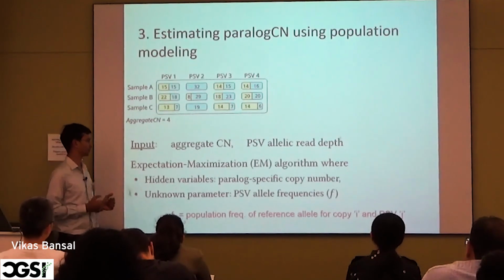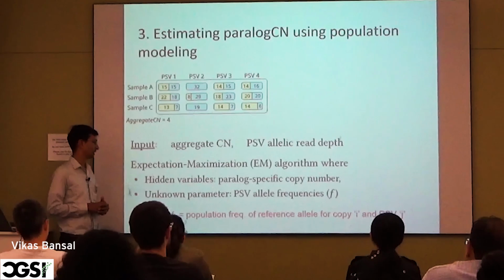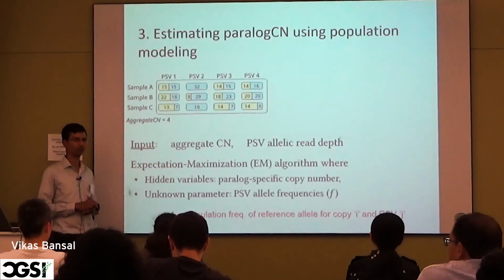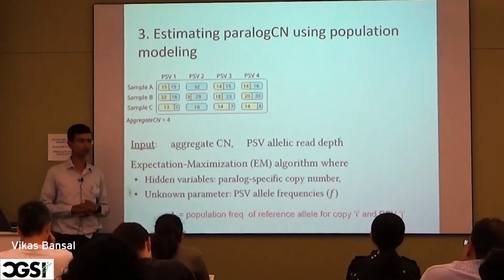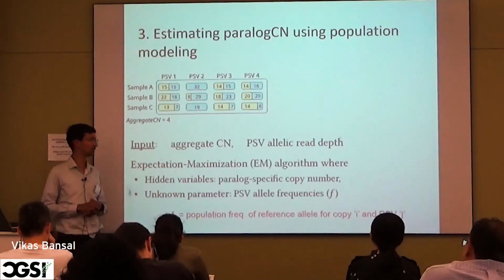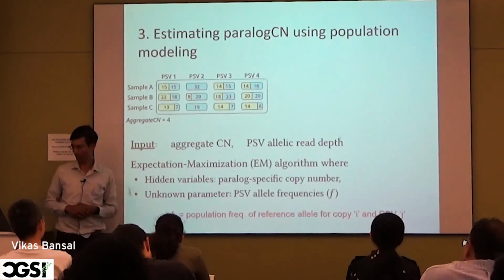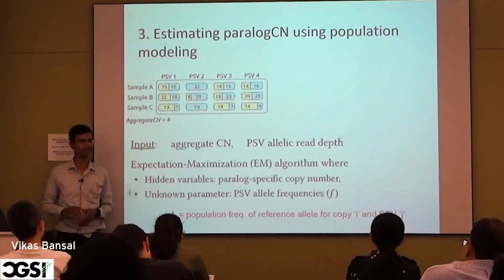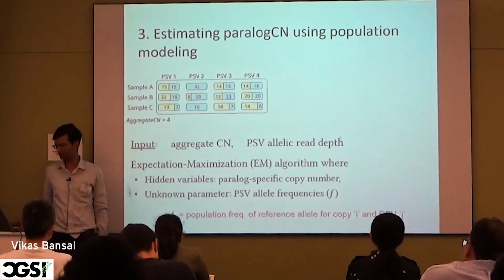In this problem, the hidden variables are the paralog-specific copy number, and we have these unknown allele frequencies. So it lends itself to an EM algorithm to find the 2 sets of variables. That's what we do: we use an EM algorithm to jointly estimate the paralog-specific copy number and estimate F.